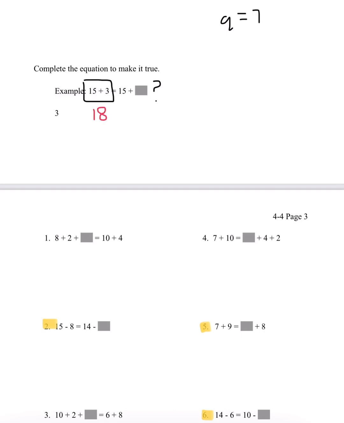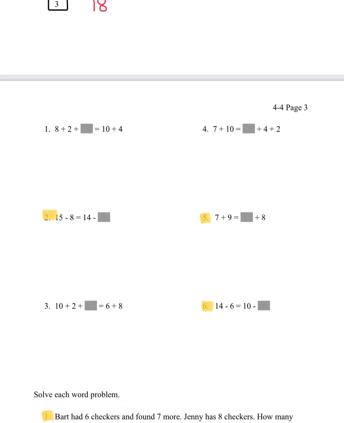And we have to make these equal each other, right? Because you can see the equal sign right here in the middle. So to make each equation equal each other, what plus 15 is going to give us 18, which is 3. So the missing number is going to be 3. I'm going to be going over number 2, 5, and 6.